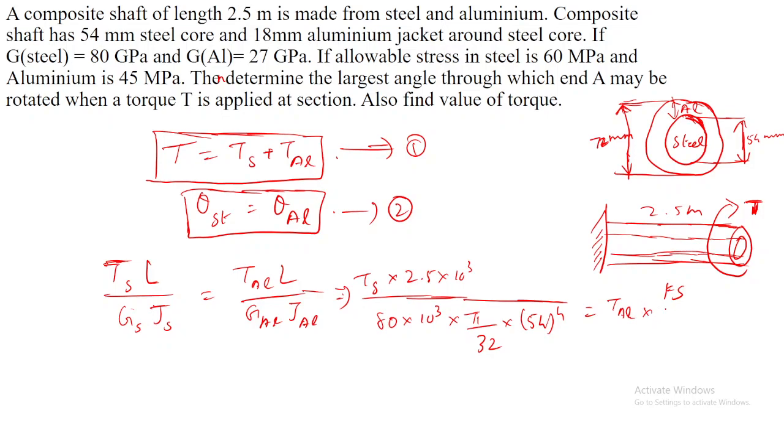Okay, L we can cancel out. Divided by G, which is 27, into 2.266 of Ts. No, the relation I am having here is Ts equals 1.3715 T aluminum.